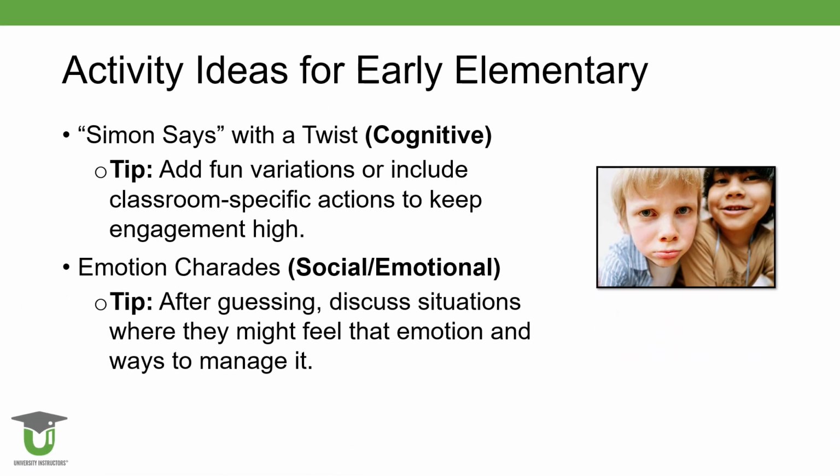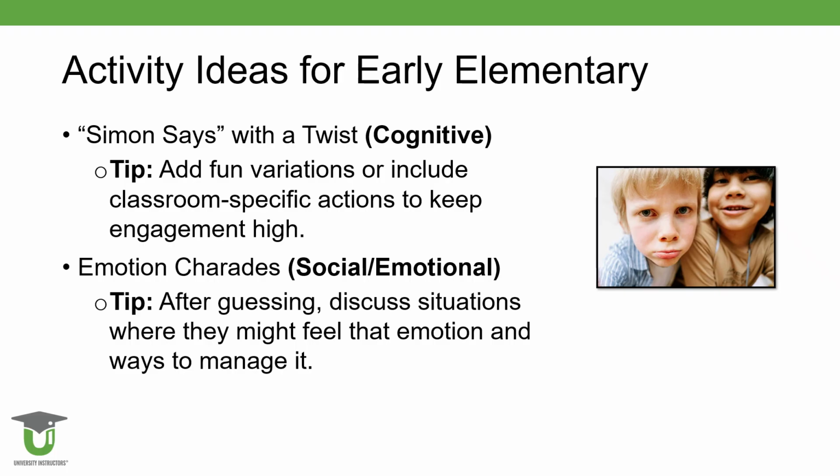Here are a few K through 2nd EF activities that you can implement in your classroom. The first one, Simon Says with a Twist, strengthens listening comprehension, vocabulary, and following multi-step directions. Adding variations such as math or literacy cues, such as Simon Says clap 3 times, or Simon Says touch something that starts with a B, supports early cognitive growth while keeping students active and engaged.